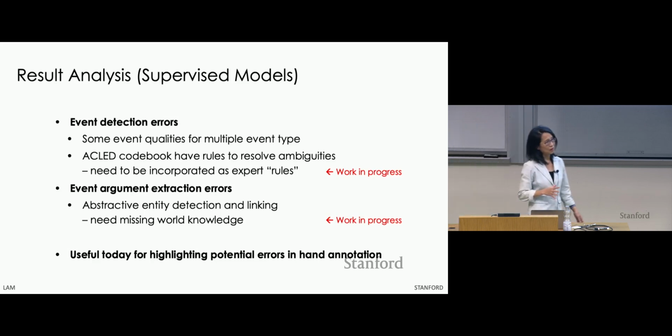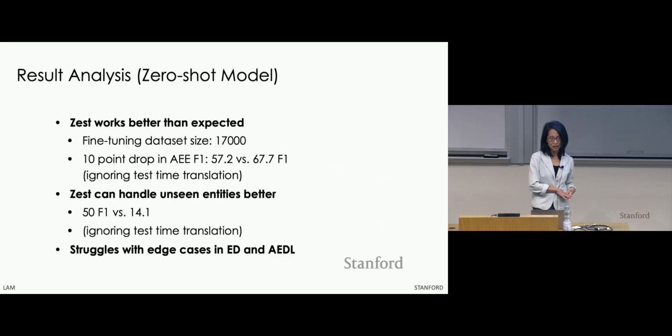Given that, we would not recommend that you use our technique, which is at 70%. We would not recommend it because they really require much higher accuracy. But what we found is that it is actually useful for highlighting some potential errors in hand annotation. That's the level that we think can be actually used in practice. And when it comes to the zero shot, we think that ZES actually works better than expected, considering it is zero shot, and it is only a 10-point drop in end-to-end evaluation, and it can handle unseen entities better, but it does struggle with the edge cases.